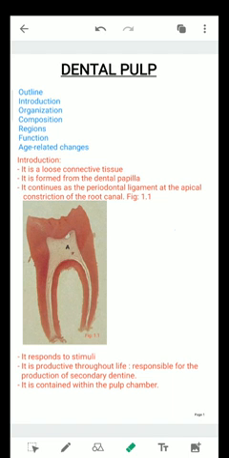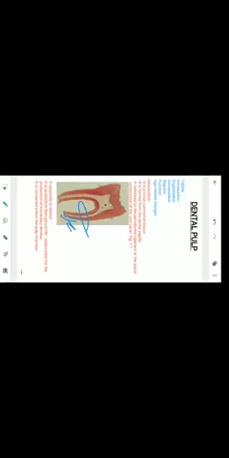From this diagram, figure 1.1, you can see at this point, here, this is the root canal, right? And then we have the dental pulp coming downwards, and at the apical constriction, it continues as the periodontal ligament that attaches the tooth to the alveolar bone.